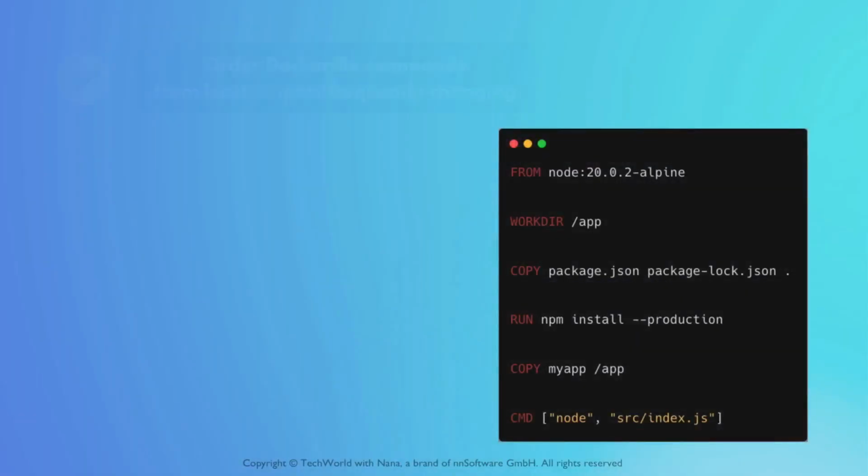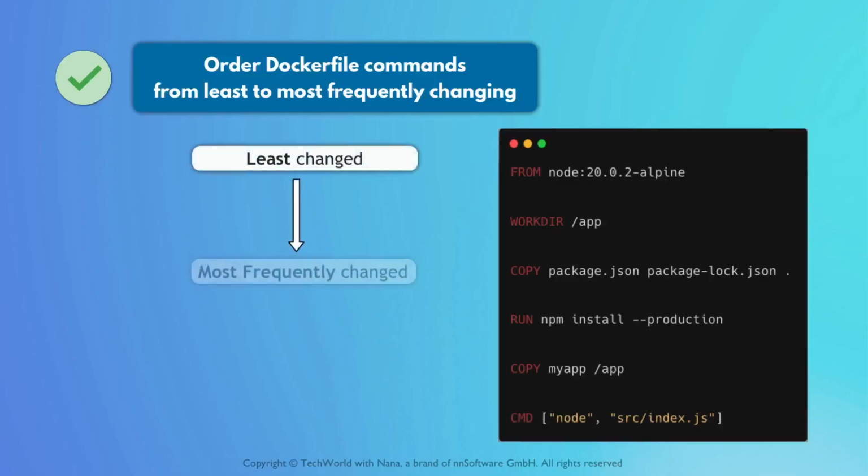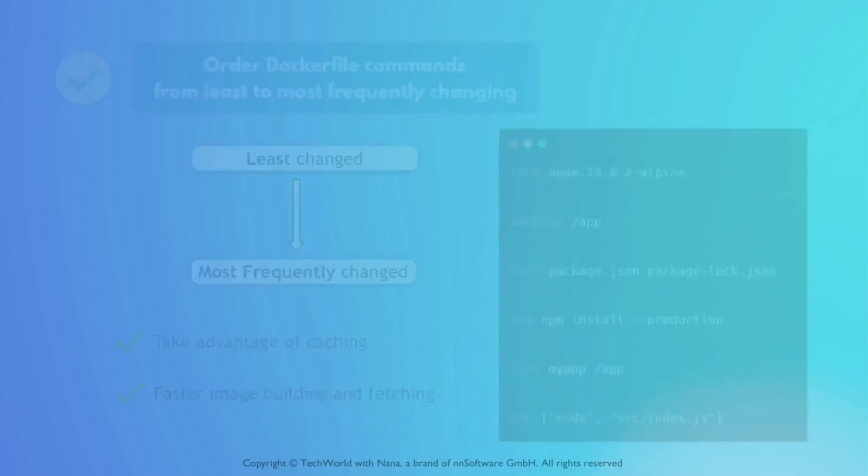So the rule here and the best practice is that you should order your commands in the Docker file from the least to the most frequently changing commands to take advantage of caching, and this way optimize how fast the image gets built.